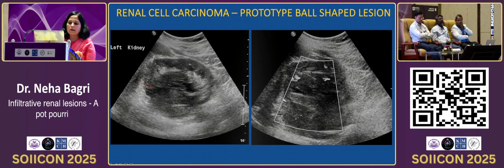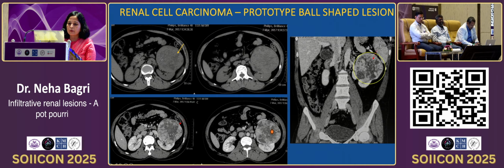So this is the classical renal cell carcinoma, the prototype ball shaped lesion seen on ultrasound. You can see a renal mass which is arising from the outer cortex, and this is showing vascularity. So this is the classical ball shaped lesion. The scan of the patient showing a ball shaped lesion on plain scan over here, and you see presence of enhancement. So this is a classical clear cell type RCC.